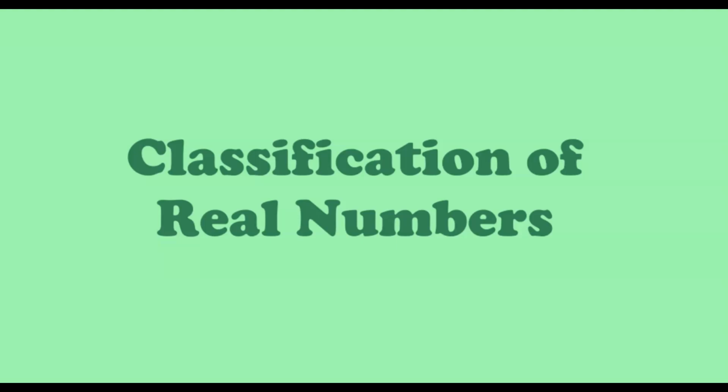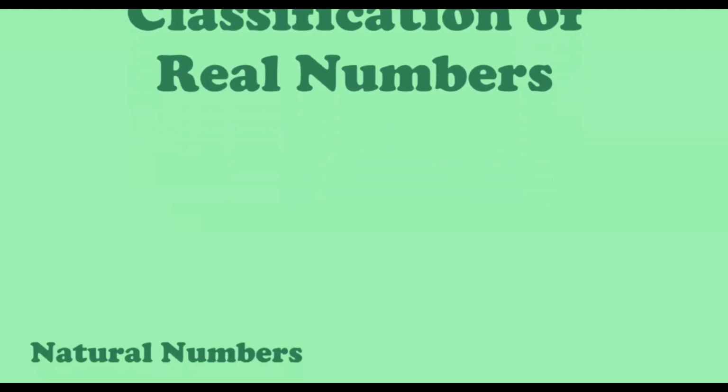In this video, we are going to learn about the classification of real numbers. Now, the first sort of real numbers is the natural number. We denote the set of all natural numbers using this notation over here. That is, we use the letter N to represent the set of all natural numbers. Now, what is a natural number? The natural numbers are the numbers that we use for counting.